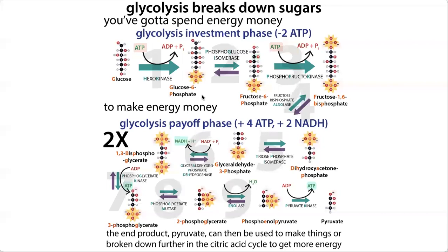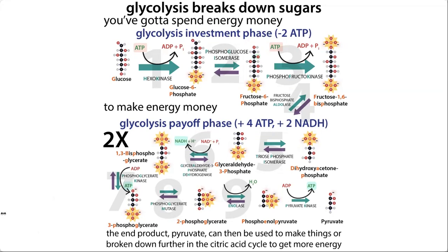These 3 steps, so we have this hexokinase step, this phosphofructokinase step, and this pyruvate kinase step. These are going to be the 3 steps that have that really big negative delta G.